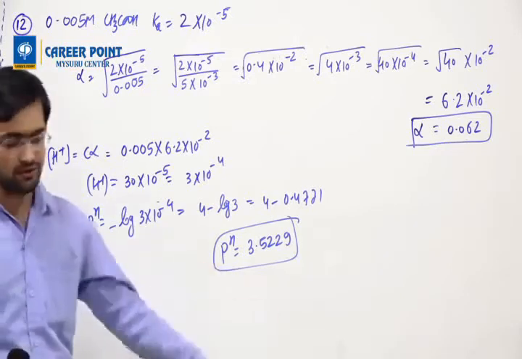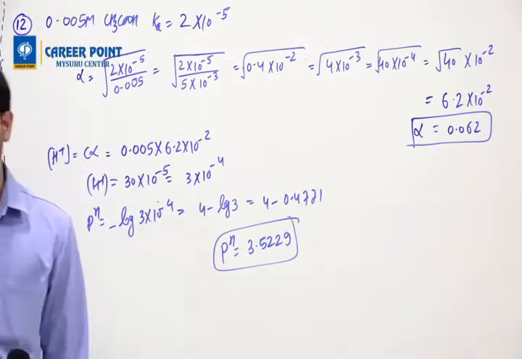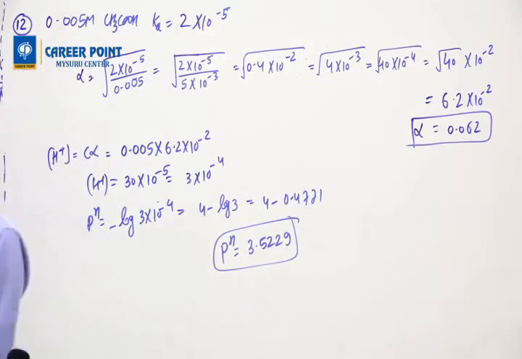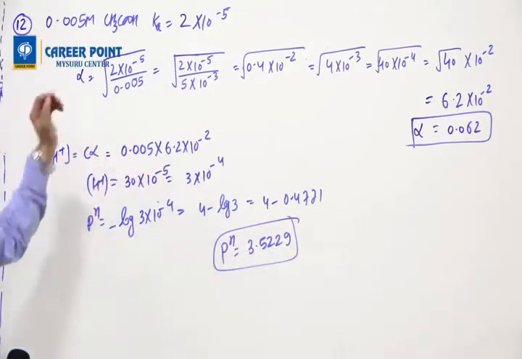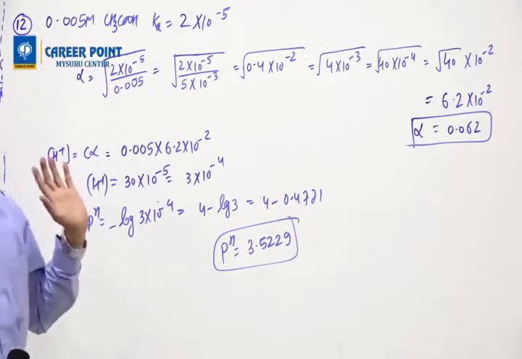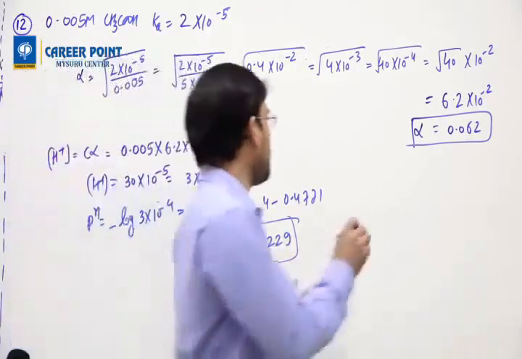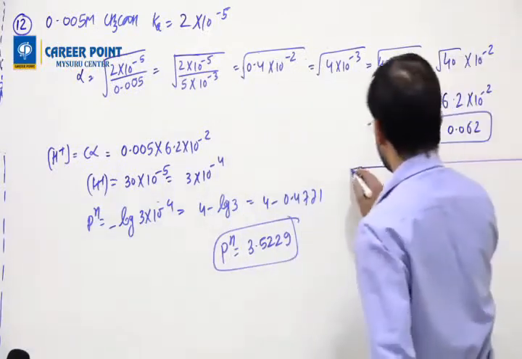Yes, nearby 3.5, all answers are correct. Okay, nearby 3.5, done the job. We got the answer. Now, this is for weak acid, but there is a problem. What is the problem? Next is this problem.